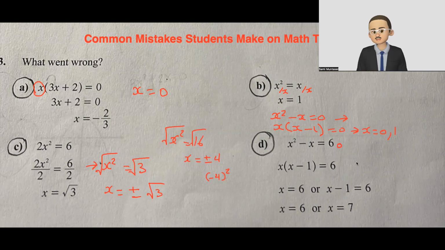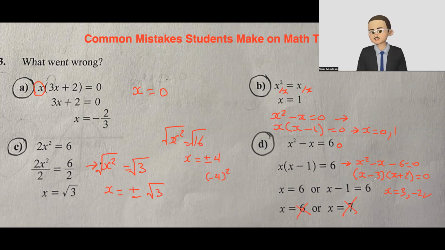What they should have done here is distribute the x inside, and they get x squared minus x. And then I'm going to move the 6 to this side, so it's going to become minus 6 equals 0. Factor, you're going to get x minus 3 and x plus 2, because that's what multiplies to give you -6 and adds to give you -1. And therefore, x equals 3 and -2. And these are the correct answers and not these.